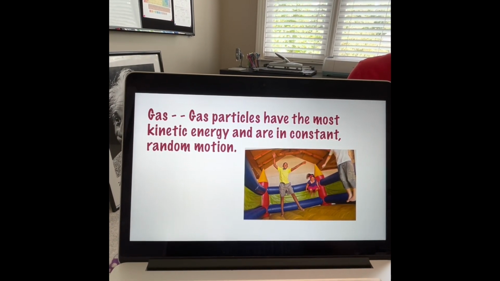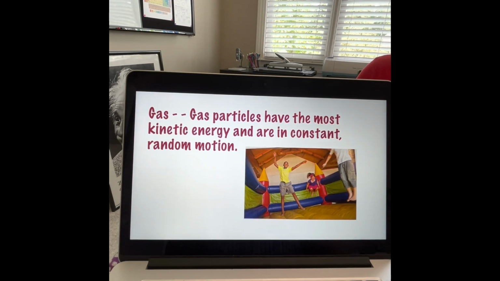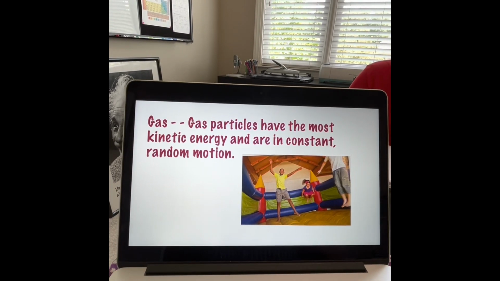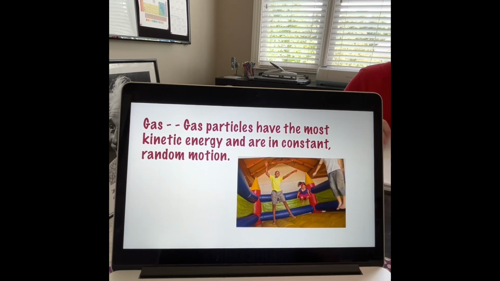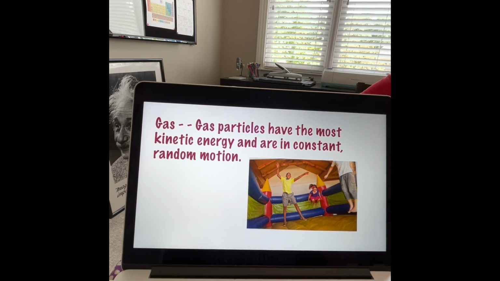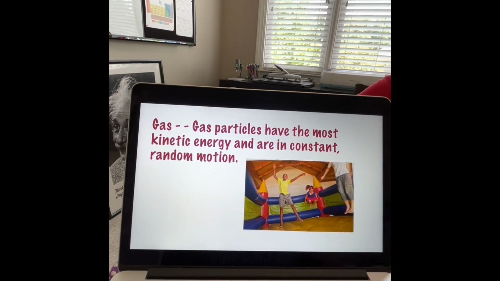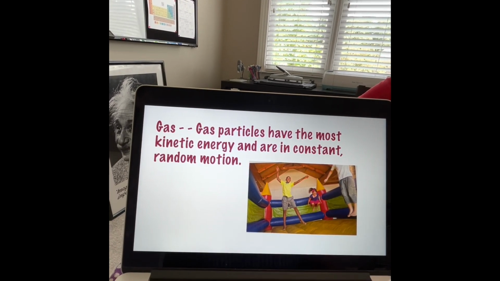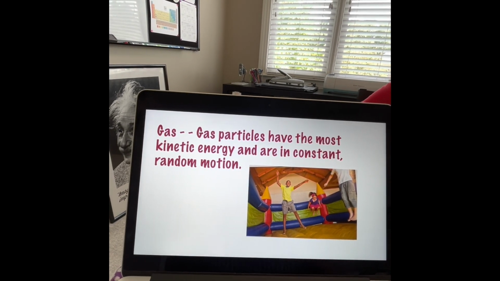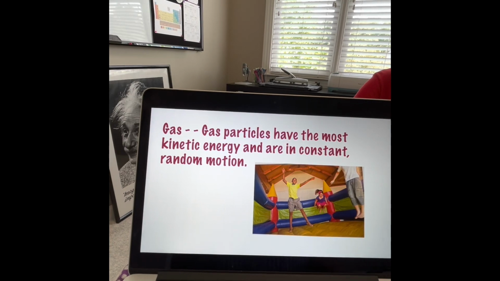Notice how there's a lot of room between the bouncers, and they can each bounce anywhere within the walls of the bounce house. If they bump into each other, they will each move away in another direction. This is very similar to how gas particles behave. Even though there are many, many gas particles in a given space, the particles are so tiny that over 99% of the volume is empty space.